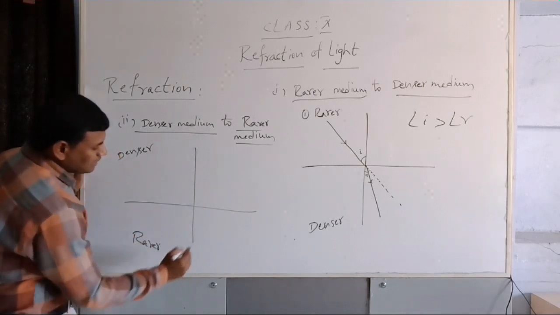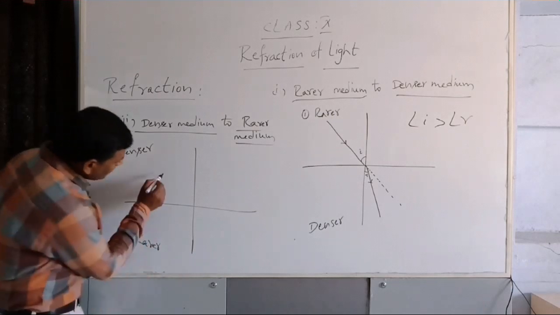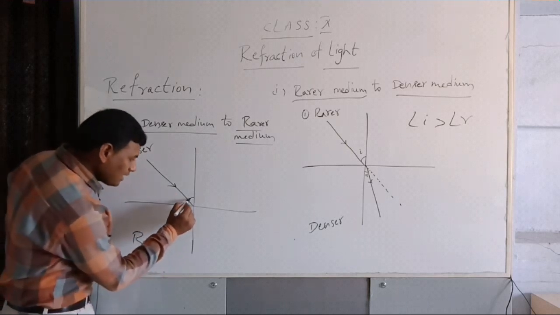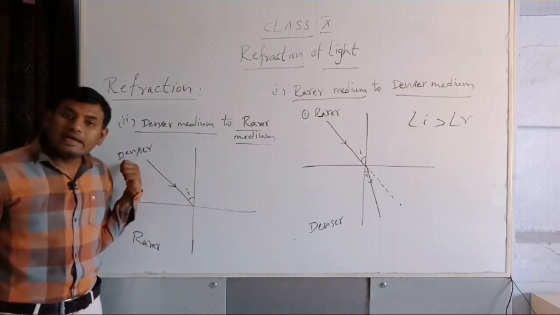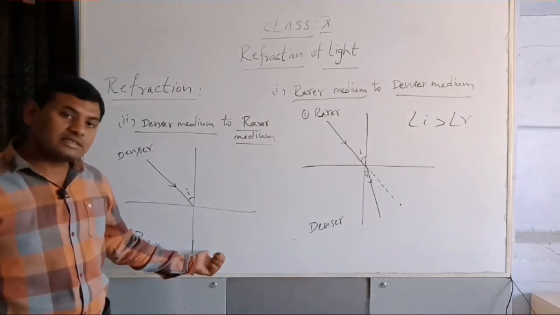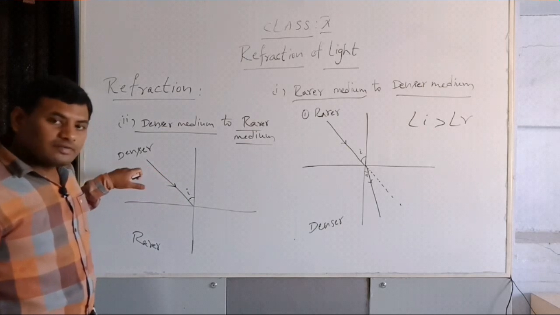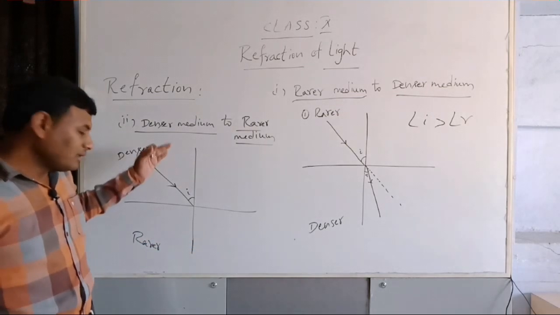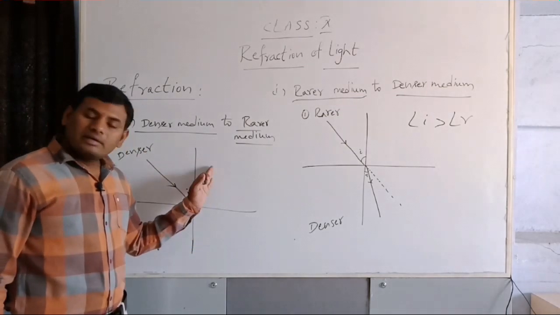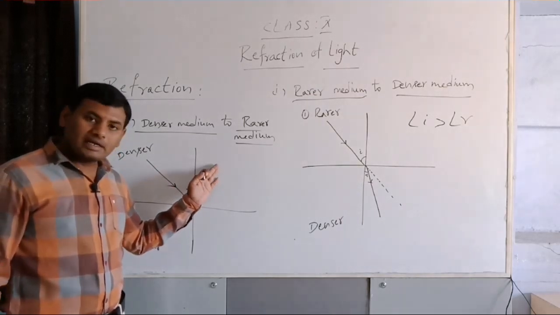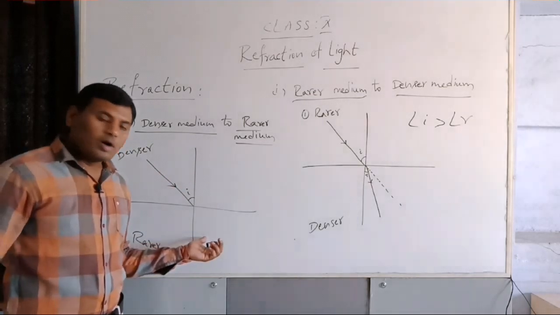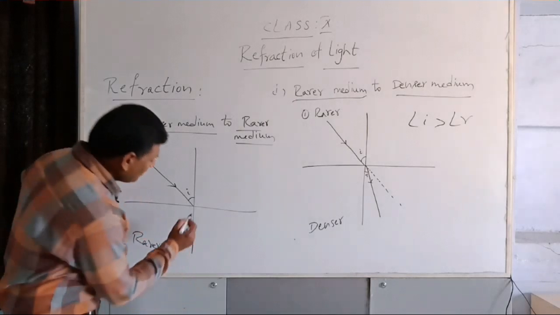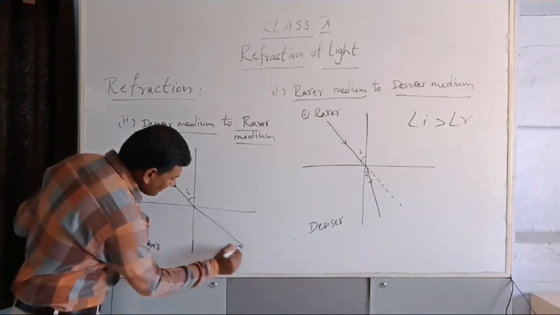Draw a perpendicular and this acts as the normal. Now consider a light ray. This is the incident ray and this is the angle of incidence. The light ray is coming from the denser medium and entering the rarer medium. The optical density of this medium is more and the optical density of this medium is less. So when light enters from a medium with more optical density to a medium with low optical density, the speed of light increases. When the speed of light increases, it moves away from the normal.